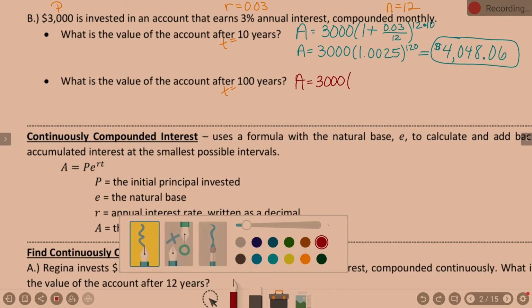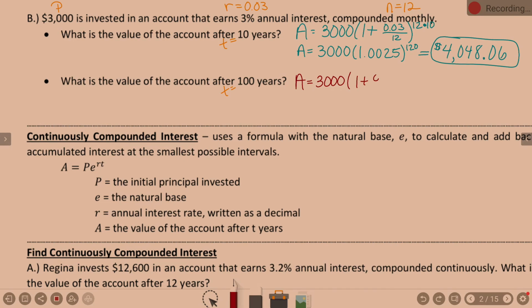So 3,000 times 1.03 over 12. And actually, the only thing that changes is the 12 times 100, isn't it? I could have written down what I had for the inside from the last problem. The only thing that's changing, t only changes once in the problem, so 3,000 times 1.0025 raised to the 1,200. Big number.